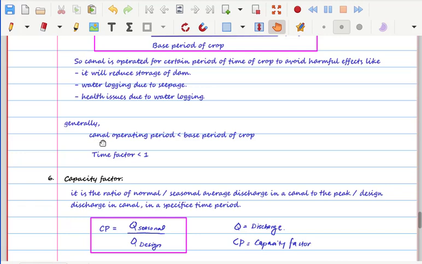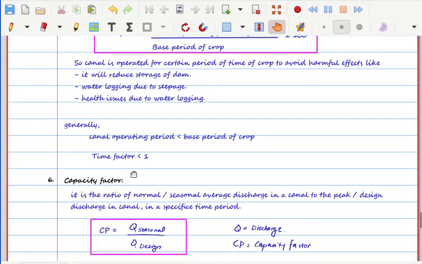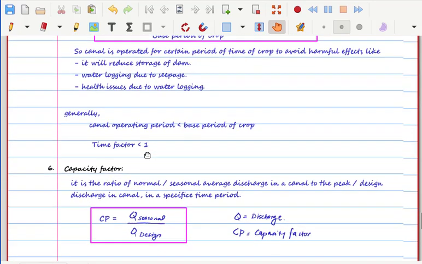So generally we consider the canal operating period to be less than the base period of the crop. Got it? So the operating period of the canal will always be less than the base period of the crop. So the time factor will always be less than 1.